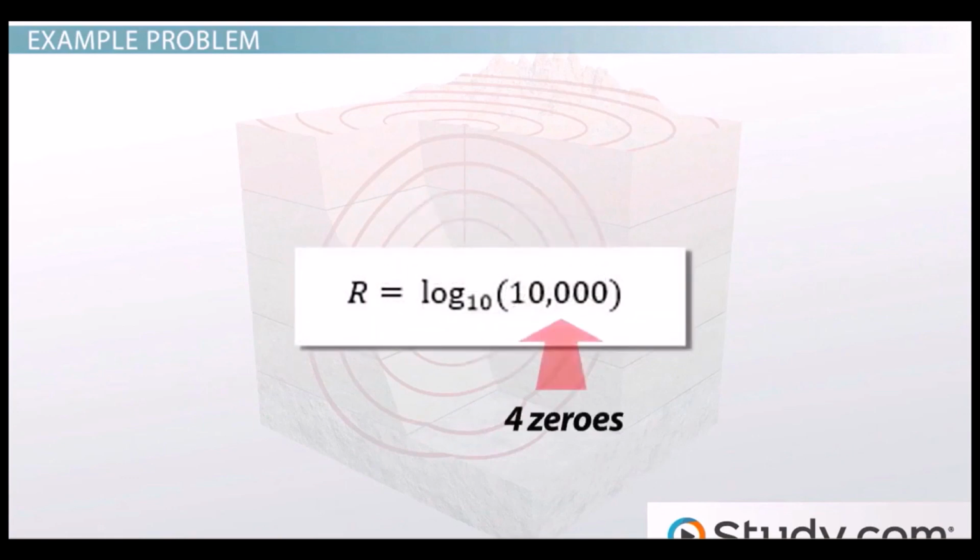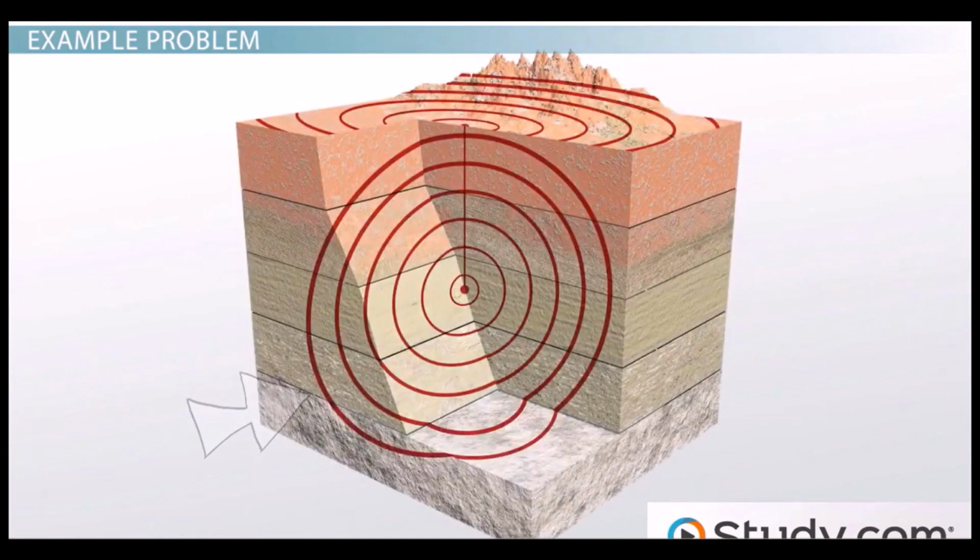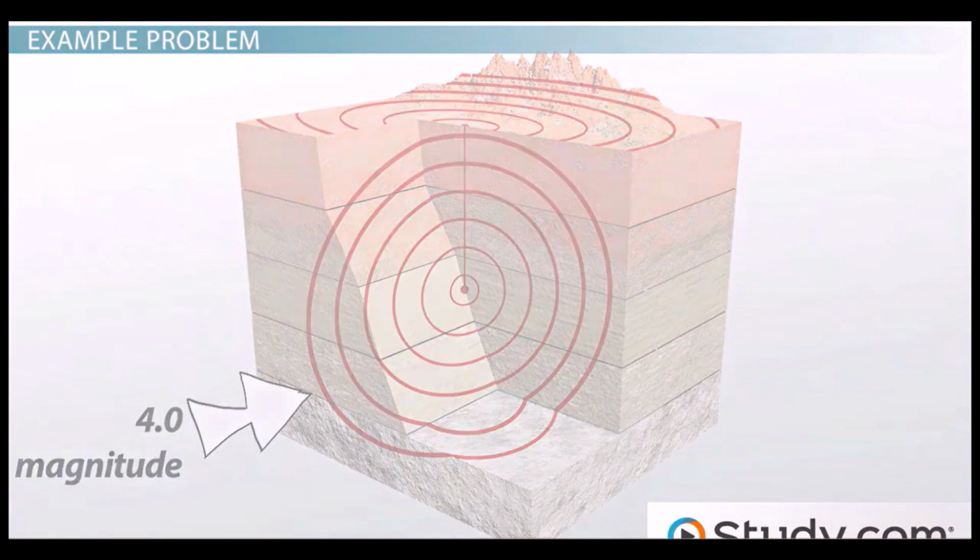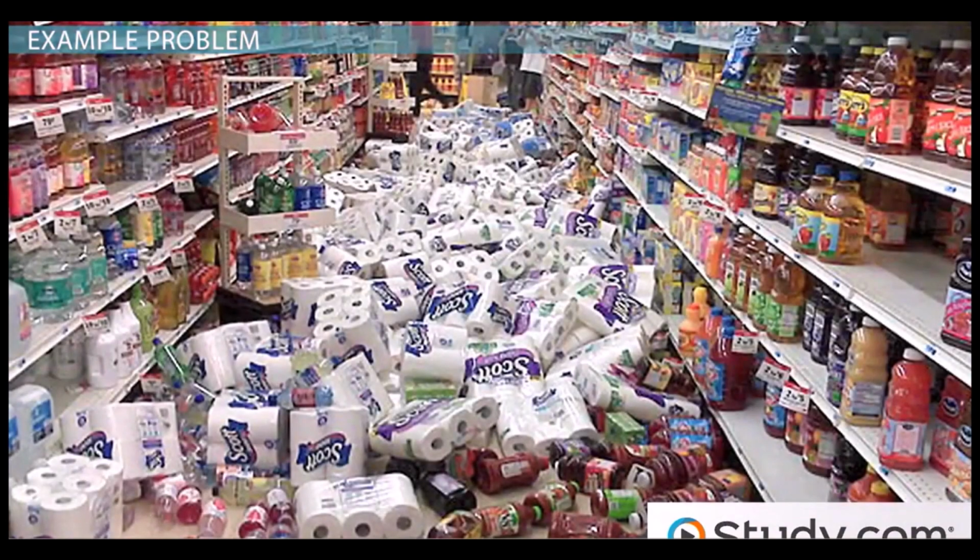In this case, we've got 4 zeros, so we can tell that we need 10 to the fourth power to get to 10,000. Log base 10 of 10,000 equals 4. That makes this earthquake a 4 on the Richter scale, which is enough to shake your floors a little and knock some books off the shelves, but it won't be toppling any skyscrapers anytime soon.